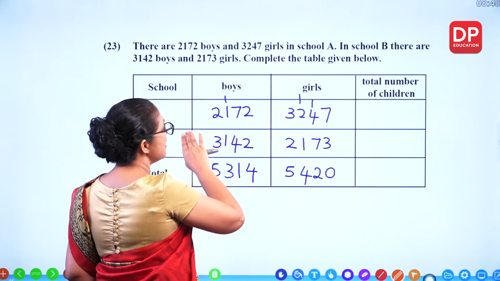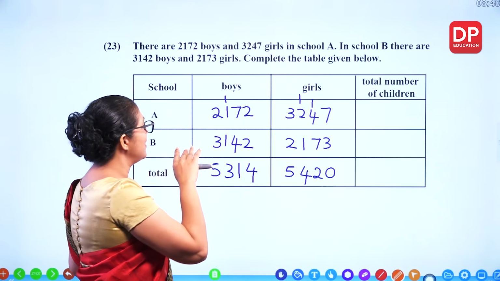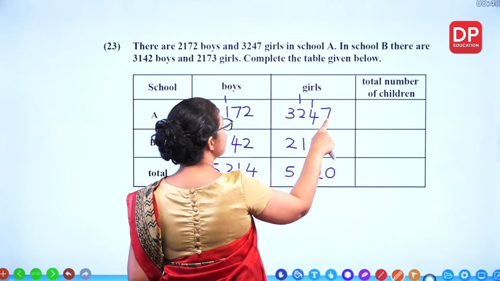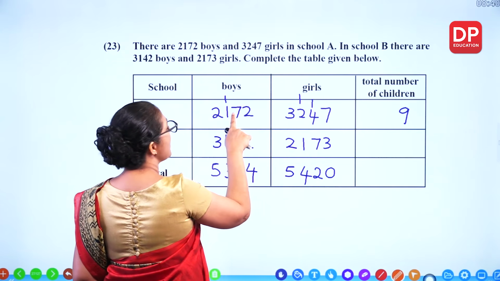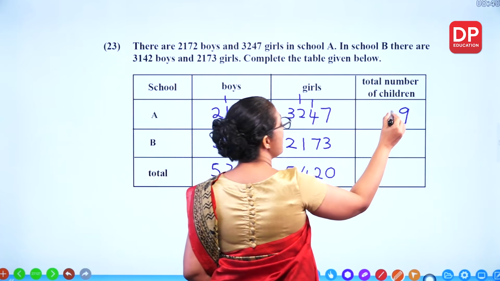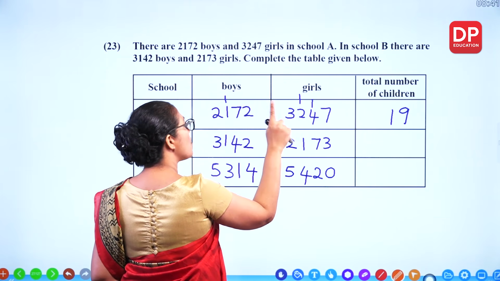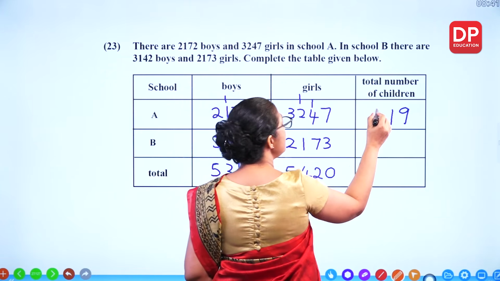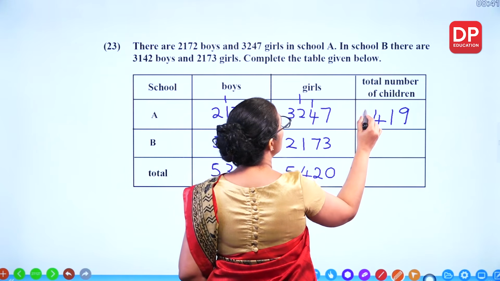Now we'll take the total this way. Can you add this way? Units placed separately. 7 plus 2, 9. 4 plus 7, 11. Take 1 to the next level. 2 plus 1, 3. 3 plus 1, 4. And 3 plus 2, 5.